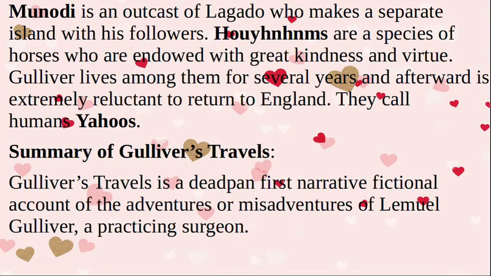Houyhnhnms are a species of horses who are endowed with great kindness and virtue. Gulliver lives among them for several years and afterward is extremely reluctant to return to England. They call humans Yahoos. Summary of Gulliver's Travels.